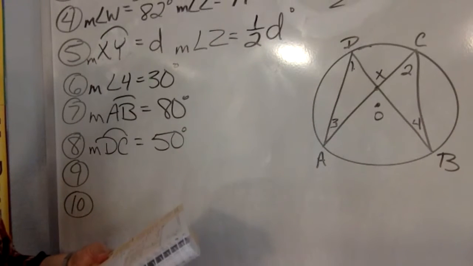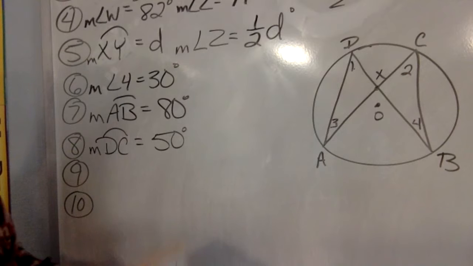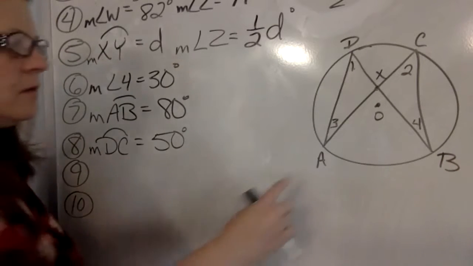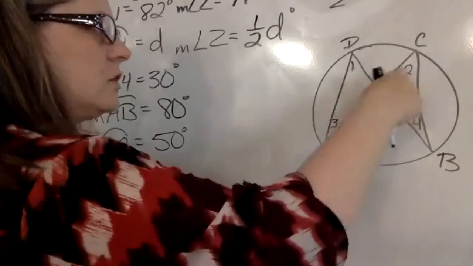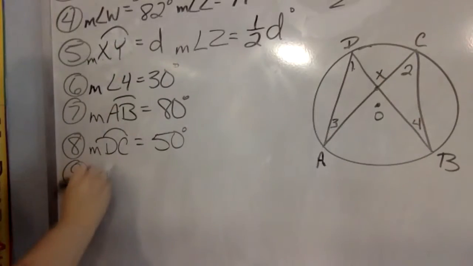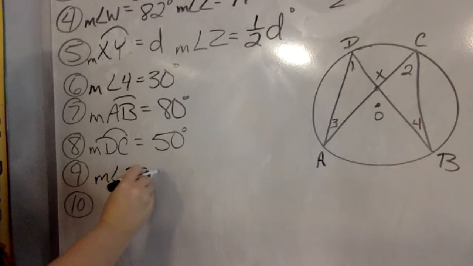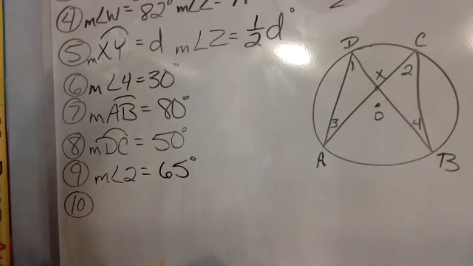Number 9, it says arc AB is equal to 130. So the arc is 130 degrees and it wants angle 2. So to find the measure of angle 2, I take half of 130 and get 65 degrees.